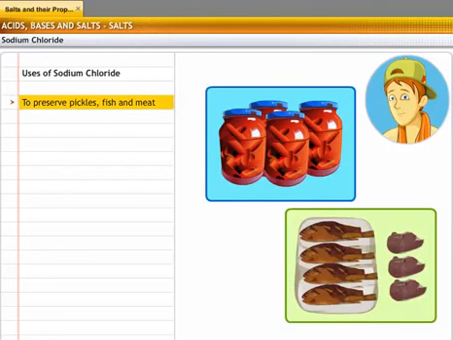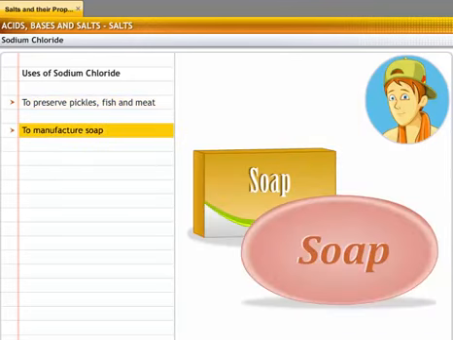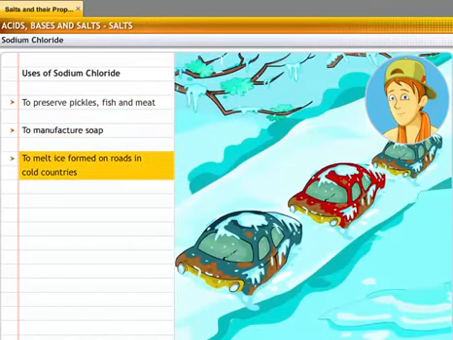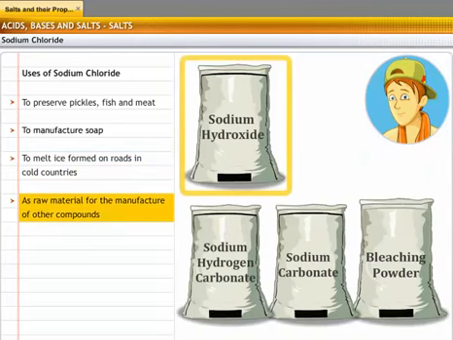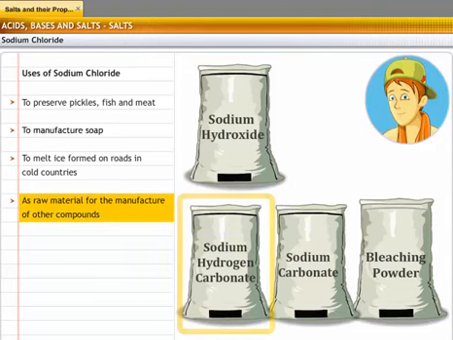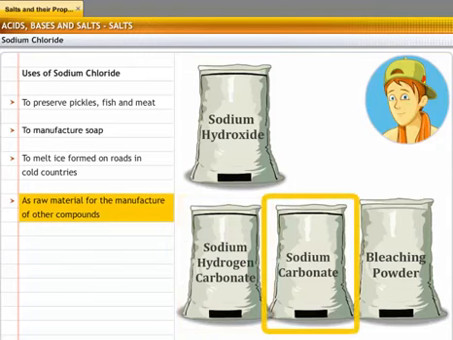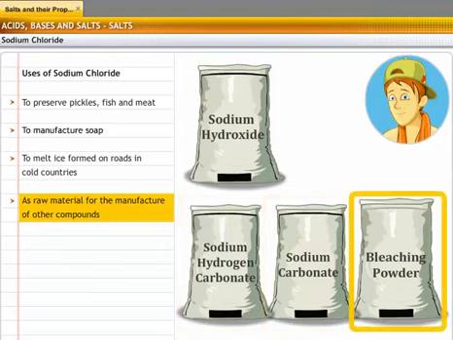It is also used as preservative in pickles, fish, and meat. Sodium chloride is used in the manufacture of soaps. It is used to melt ice that forms on the roads in cold countries. Sodium chloride is used as raw material for the manufacturing of various other useful compounds like sodium hydroxide, sodium hydrogen carbonate, sodium carbonate, and bleaching powder.